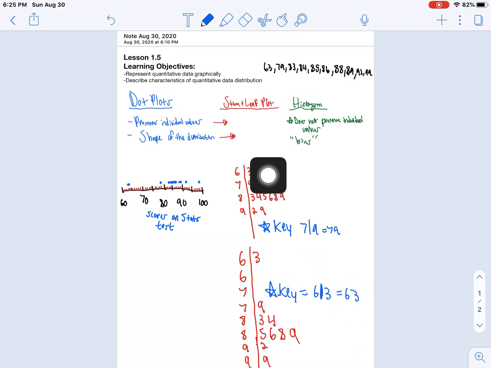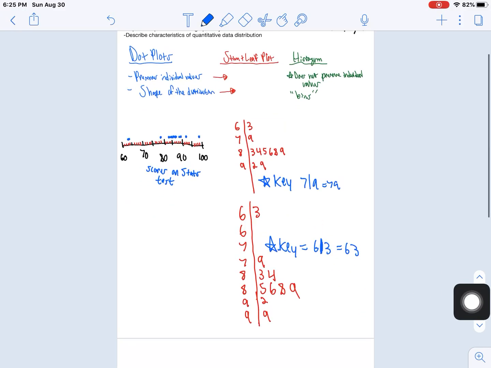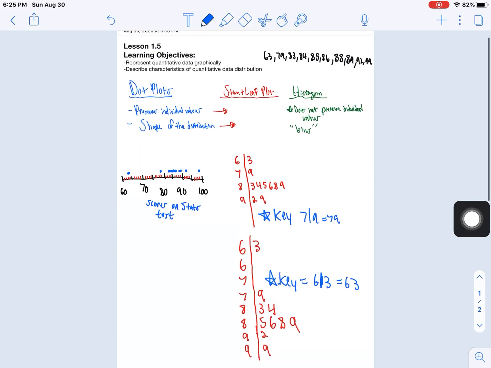Right, so with a stem and leaf plot, you can see the shape of the distribution. Here we can see that most of our data lives in the 80s, a little bit in the 90s, and we have this 63 that's pretty far out from the rest of the data. And similarly, in the dot plot, you can also see that most of the data is clustered around the mid-80s, and then we have one high value and one really low value. So that's what's nice about dot plots and stem and leaf plots.